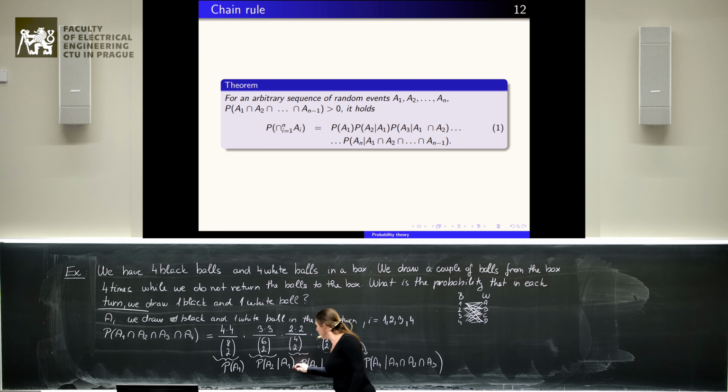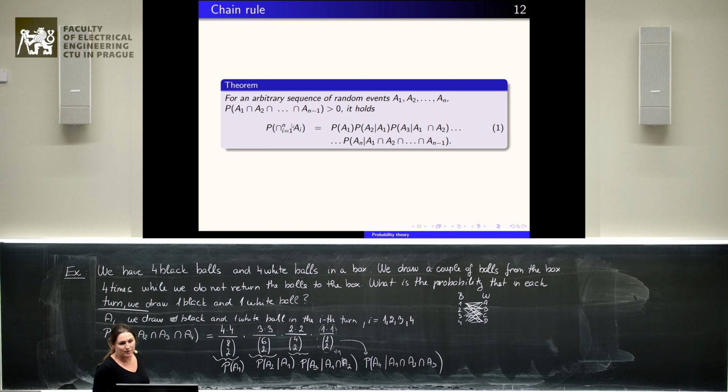And as we can see in this example, we got exactly what is said in the theorem on the slide. The theorem said that when we have a sequence, and there is a reason why we call it a sequence, because you can see that we consider some time sequence. So we have for an arbitrary sequence of random events, A1, A2, and so on till AN, with the positive probability of the intersection. It is again given because we need the conditional probability to be defined.